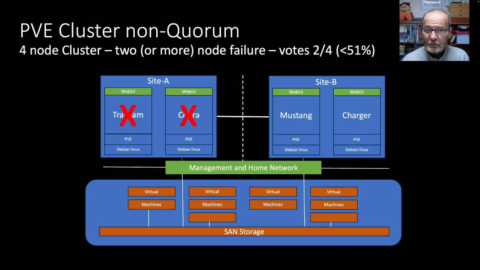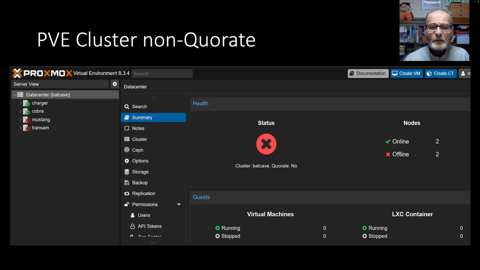However, you would not be able to make any changes, and they would not be able to start up the virtual machines from Transam and Cobra, again, if they were configured in HA as such. So how would this look in the GUI? Instead of having a nice green tick, we've got a red circle, and it says quorate no. It also tells us that we've got 2 nodes running, but we've got 2 nodes failed.